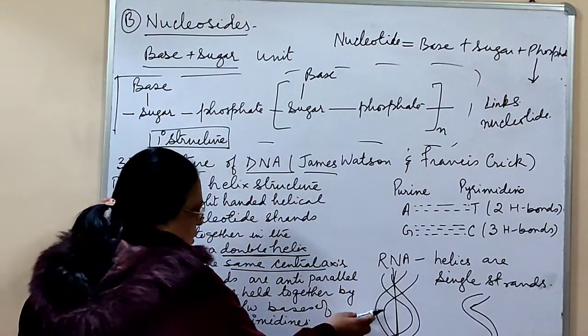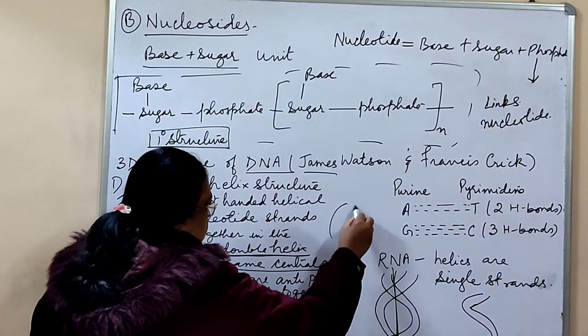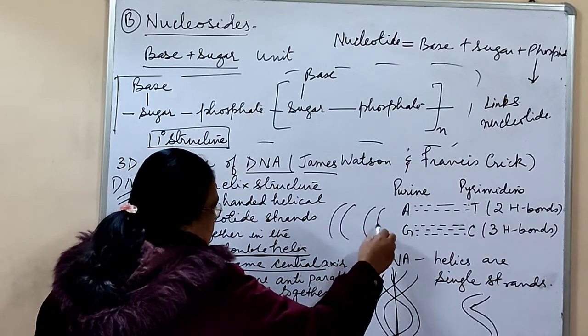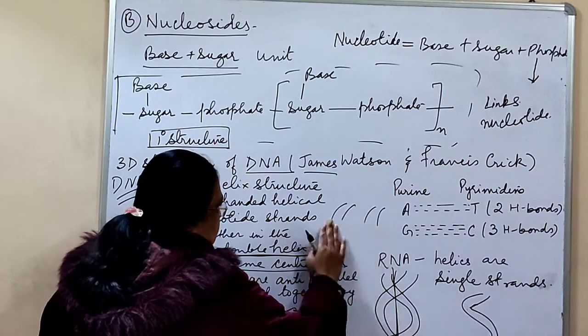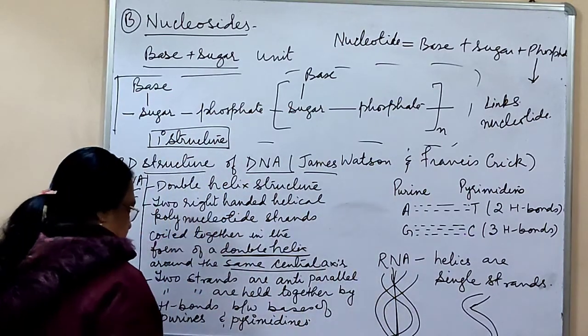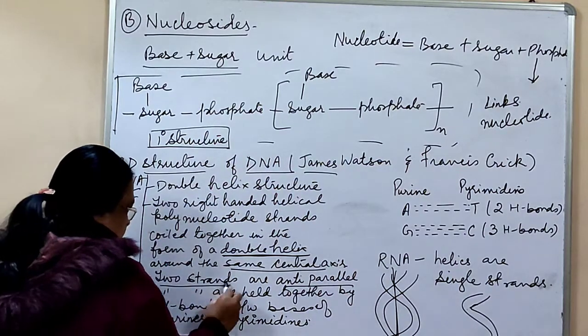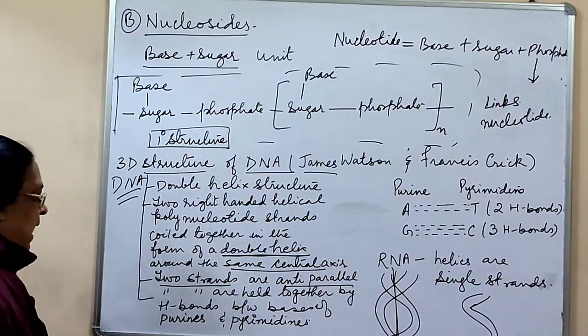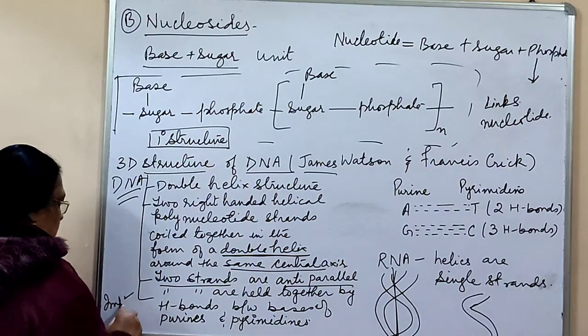Then the two strands are anti-parallel. You can see they are not parallel. This is not parallel to this. It is not that one coils this way and the other coils the same way. One is this side, the other is that side. So anti-parallel. This is another thing you should know. Two strands are anti-parallel.